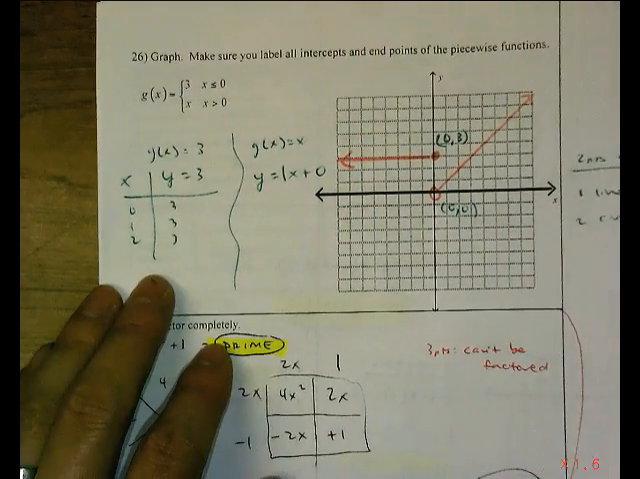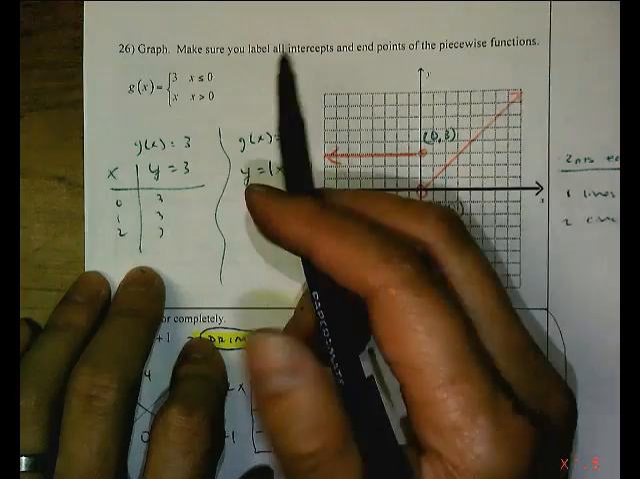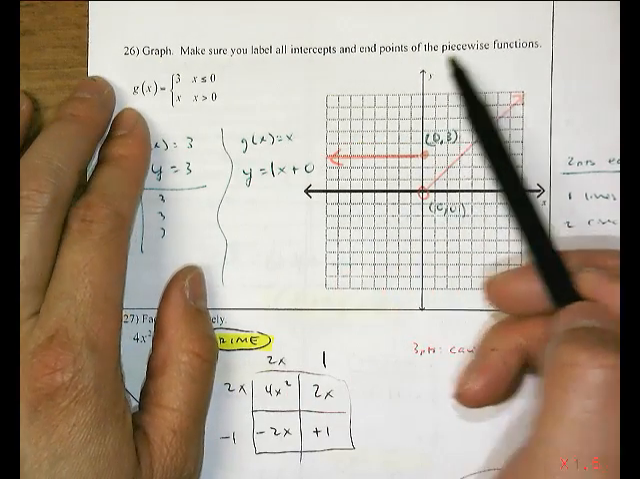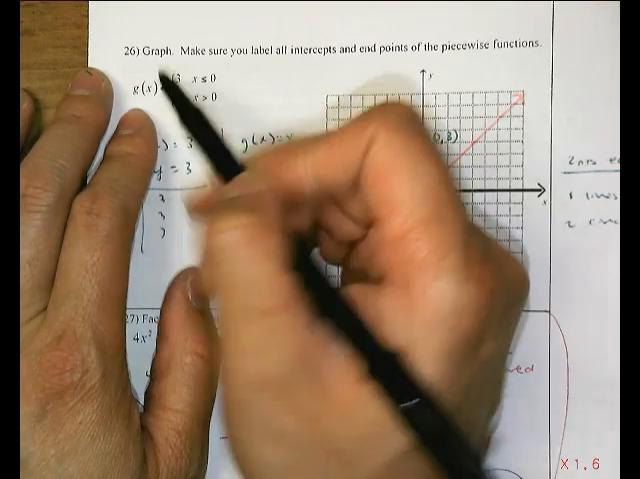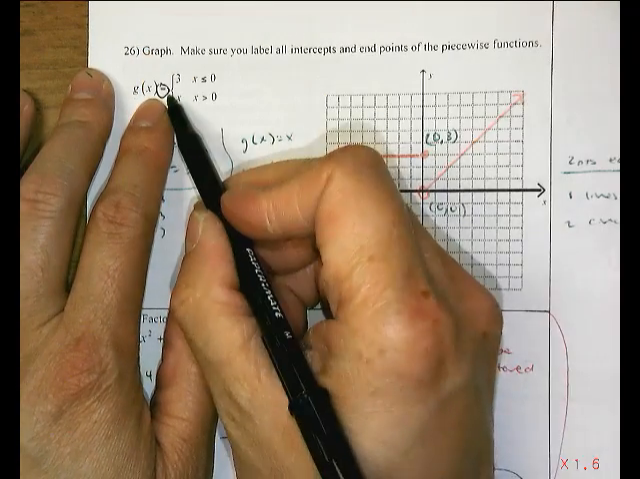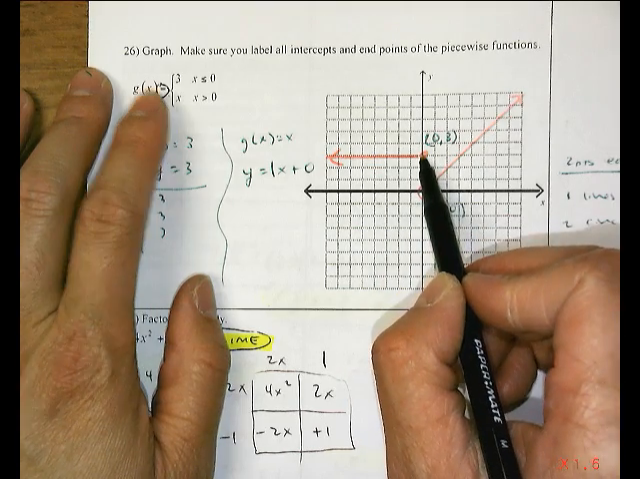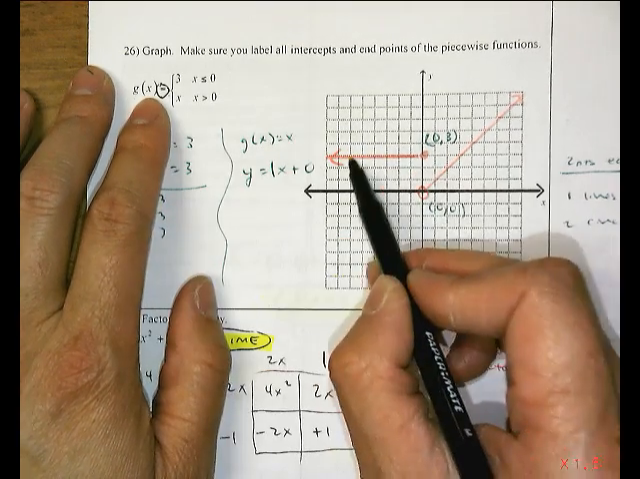Question number 26, same question from last week. You're graphing this piecewise function. Let's make sure you label the intercepts and endpoints of the piecewise function. So g of x equals. When you have this equal sign, that essentially tells us that all of the lines will be solid. Because of this equal sign, all of them are solid.